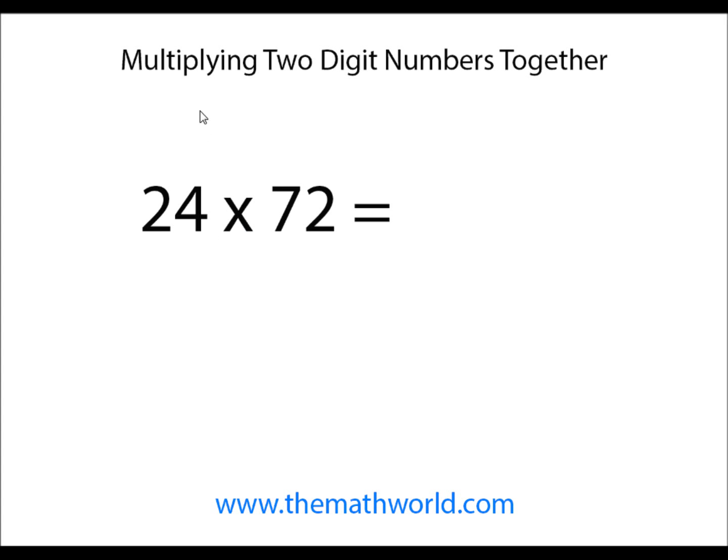Today I'm going to bring you a trick to multiply any two-digit number by another two-digit number. It's probably one of the tricks that you'll get to use more than any other in math because it comes up so often. First thing we're going to look at is 24 times 72.